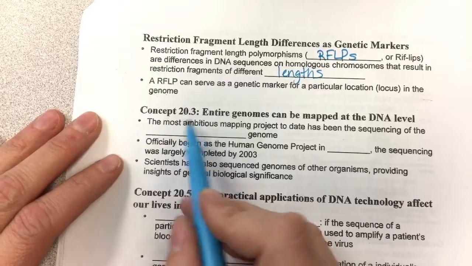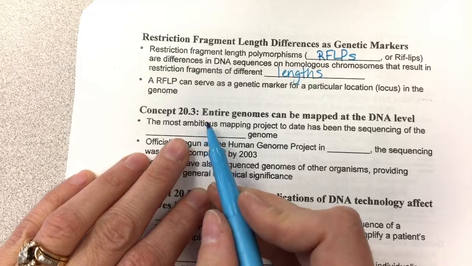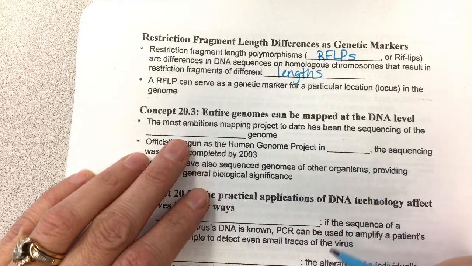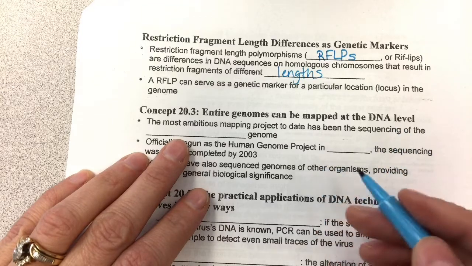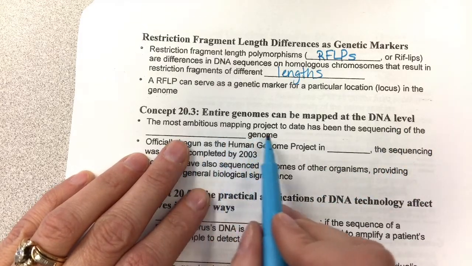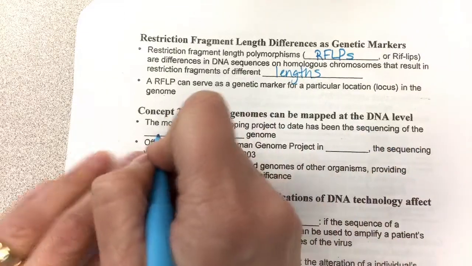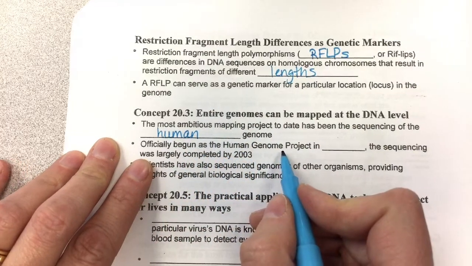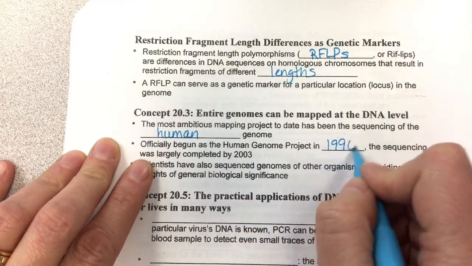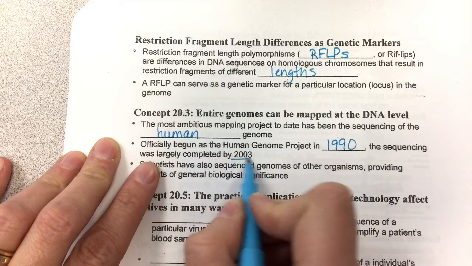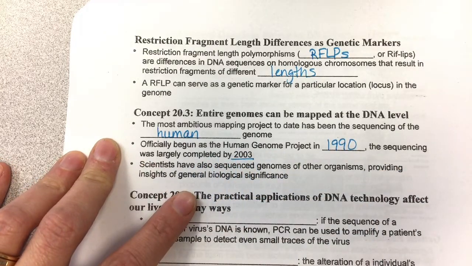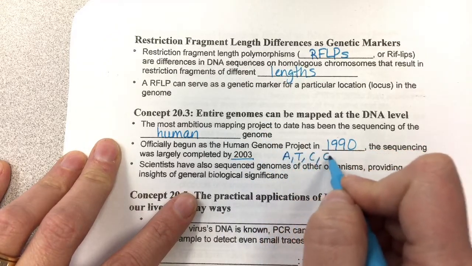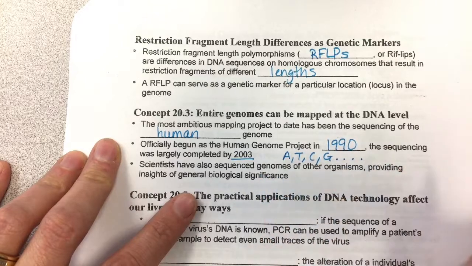And so for concept 20.3, it says entire genomes can be mapped at the DNA level. So we have mapped the whole human genome, figuring out the A's, T's, C's, and G's. The most ambitious mapping project to date has been the sequencing of the human genome. Officially begun as the Human Genome Project in 1990, most of it was completed by 2003. And so we have sequenced, what we mean by that is the order of A's, T's, C's, and G's, etc. in the whole human genome.